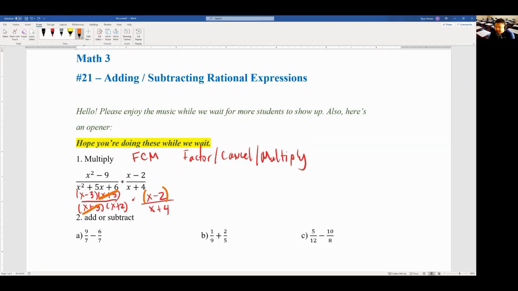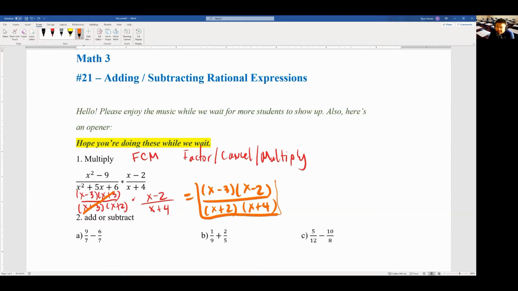Meaning, again, this is the handcuff that's tying them together, which we will not cancel unless this also has a minus 2. Okay, just the x plus 3s. And then we're just going to mash everything else together, like so. You can just leave your answer like this.